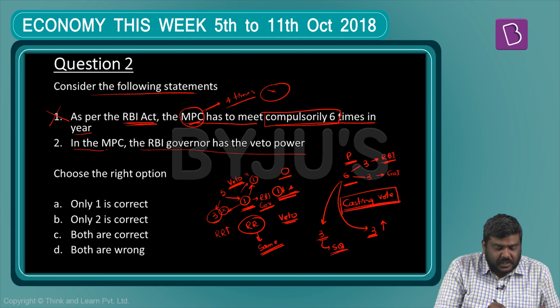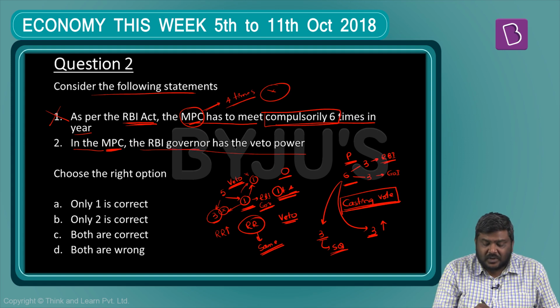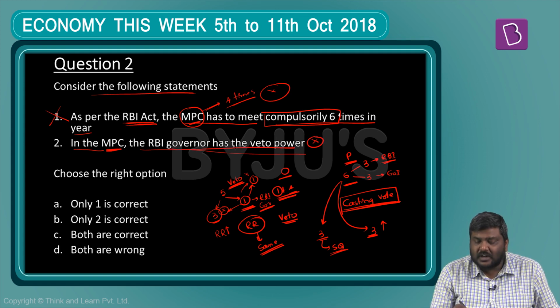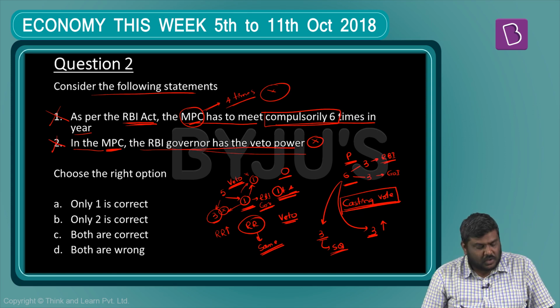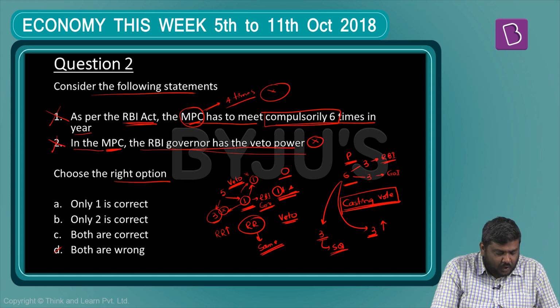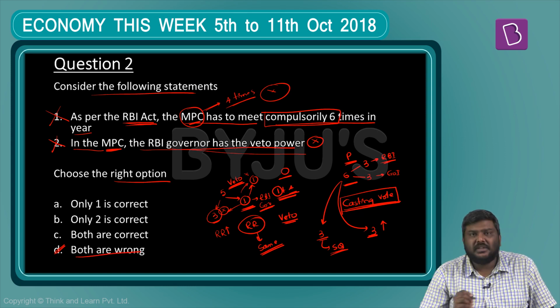So in the present context, in the MPC, RBI governor has a veto power? No, RBI governor has a casting vote. So again, statement 2 is wrong. Choose the right option, and the right option will be option D. Both the statements are wrong.